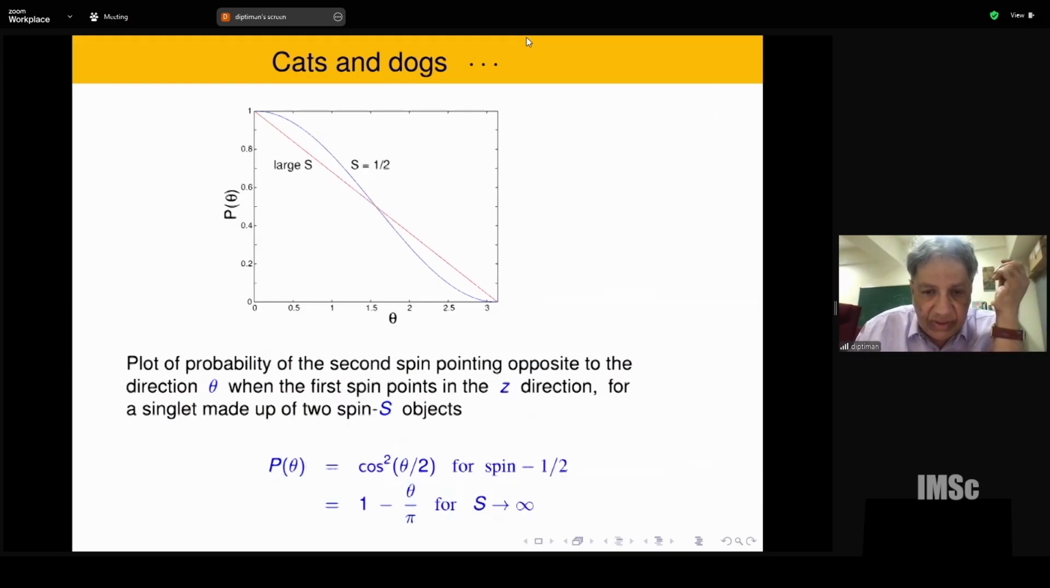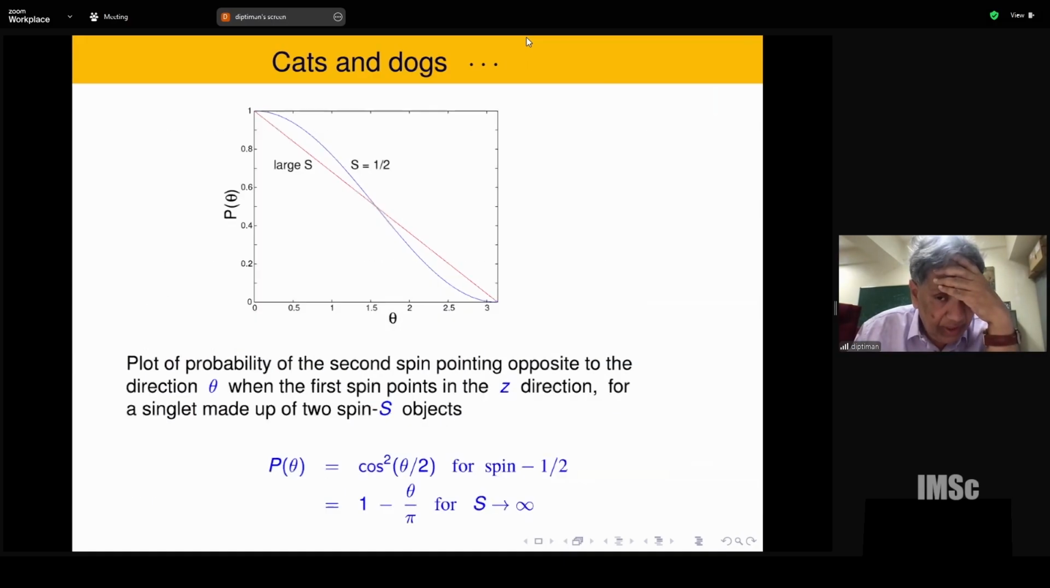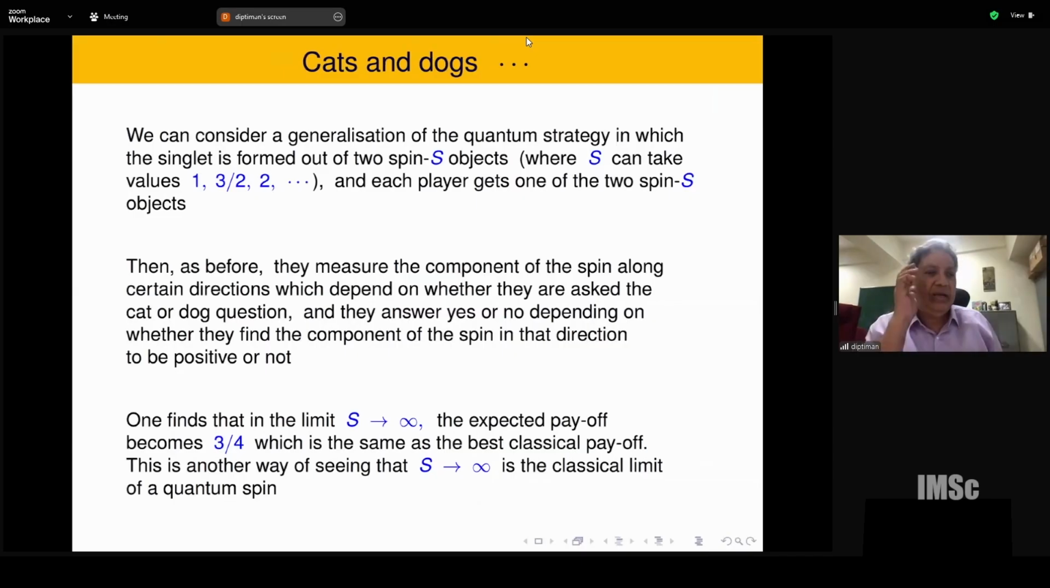If you play the game, you discover that in the limit that S goes to infinity, the best payoff for this quantum spin S object becomes 3/4. There's a plot here to show that, but let me not go over this. The main point about this slide is that even though spin is a quantum mechanical property of objects, the limit in which the spin S goes to infinity is actually a classical limit. So in that limit, your quantum mechanical results all turn over into classical mechanics results.